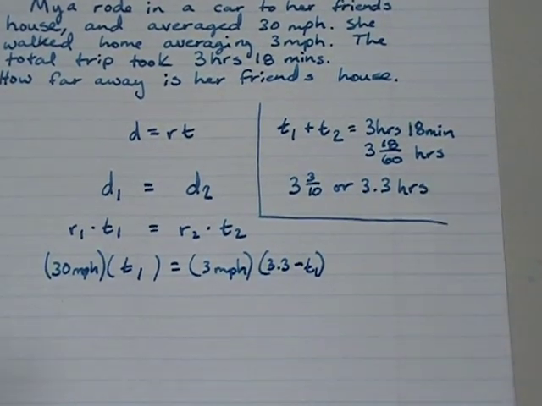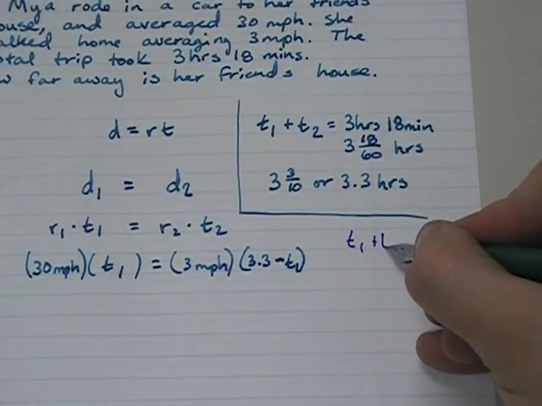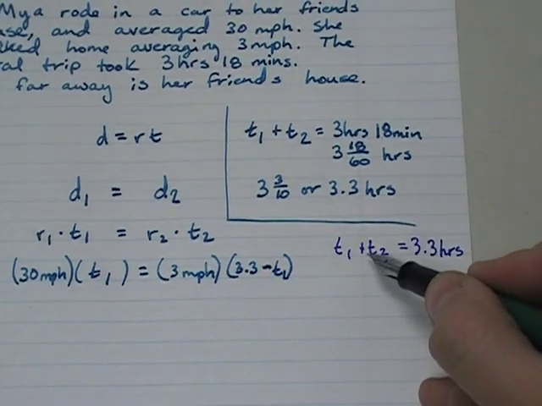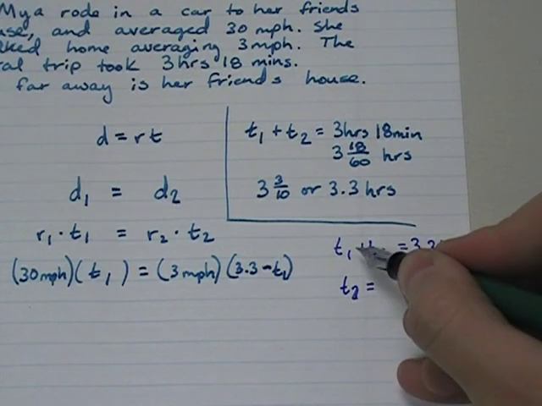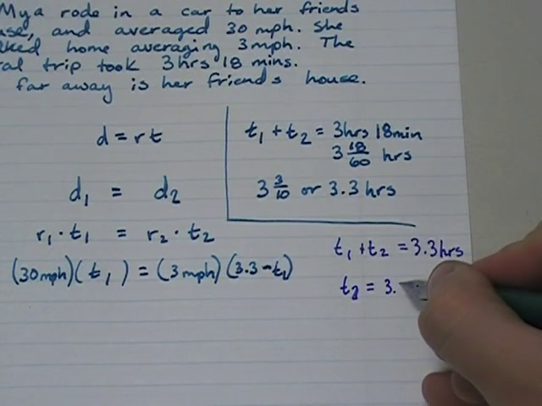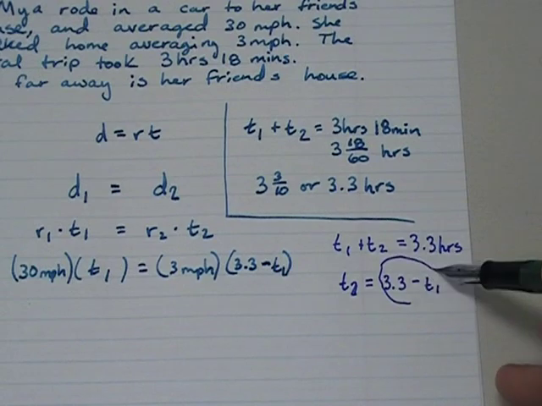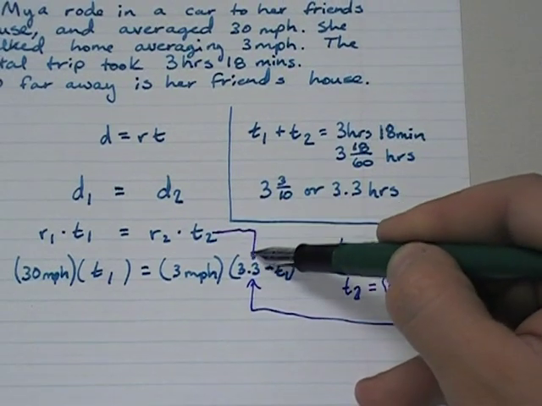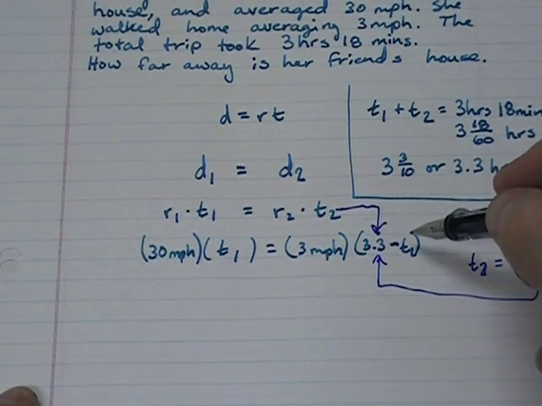Now, how did we get that? Well, the way we got that is actually really simple. What we did was we took the equation T1 plus T2 equals 3.3 hours. And we said, okay, get T2 by itself. So we move T1 over. Solve for T2. T2 equals 3.3 minus T1. Everywhere you have T2, you can put this quantity. And that's what we did. We substituted that where we originally had T2.